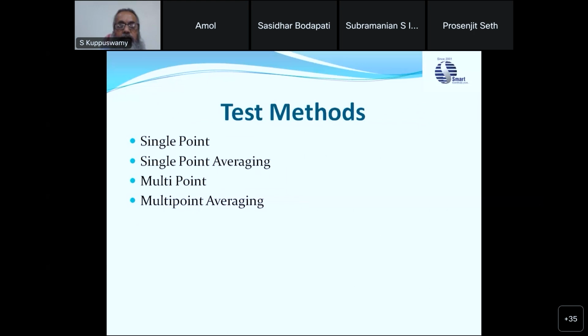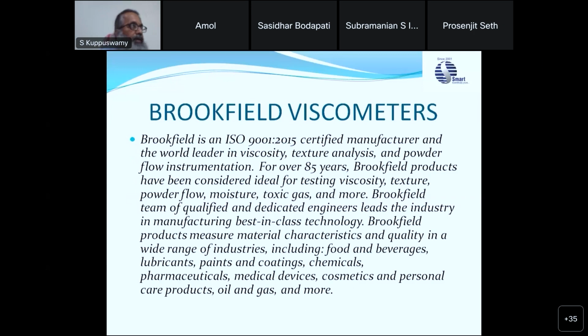So these are all some test methods while determining the viscosity: single point, single point averaging, and multi-point. This will go in detail. Okay. Brookfield Viscometers will be covered by Mr. Ajay Desai.